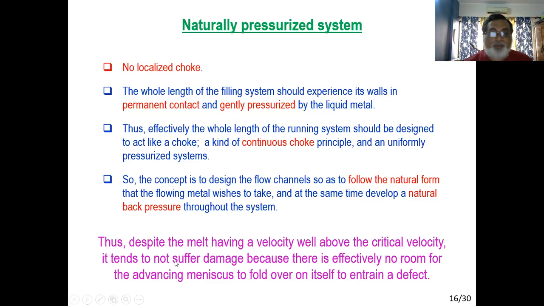So despite the melt having a velocity well above the critical velocity, it tends not to suffer damage because there is effectively no room for the advancing meniscus to fold over on itself to entrain the defect.